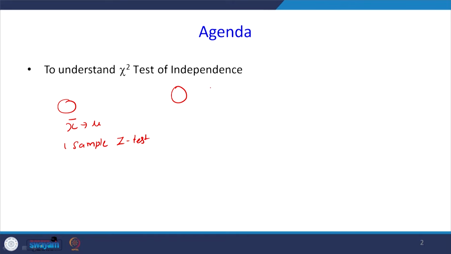Whenever there are two populations, population 1, population 2, say this is x1 bar, this is x2 bar. Here what we have compared, what was our null hypothesis? Mu 1 equal to mu 2, H1 mu 1 not equal to mu 2. Here we are comparing two populations at a time. So we have done two sample z test. Similarly, we have done two sample t test also.